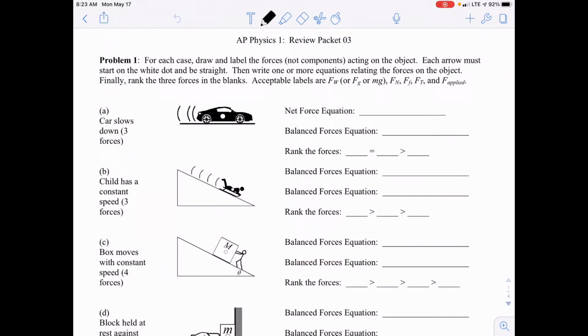Hello and welcome. In this video, we're going to be looking at AP Physics 1 free response questions review for Newton's laws. Remember to pause and rewind the video as needed.